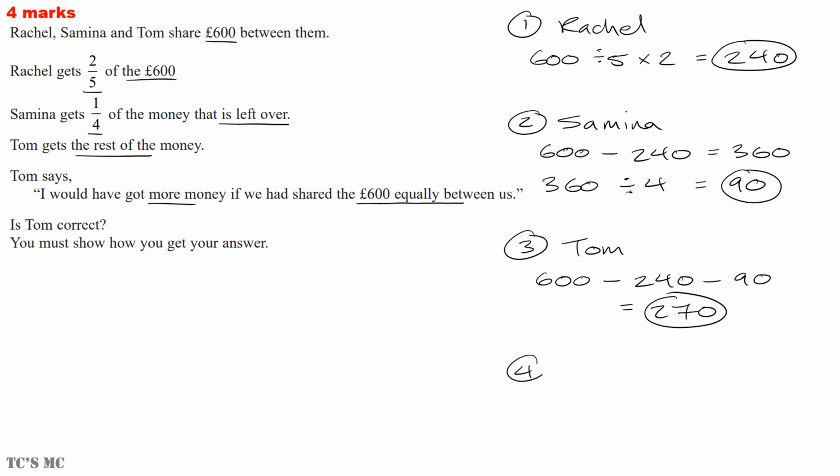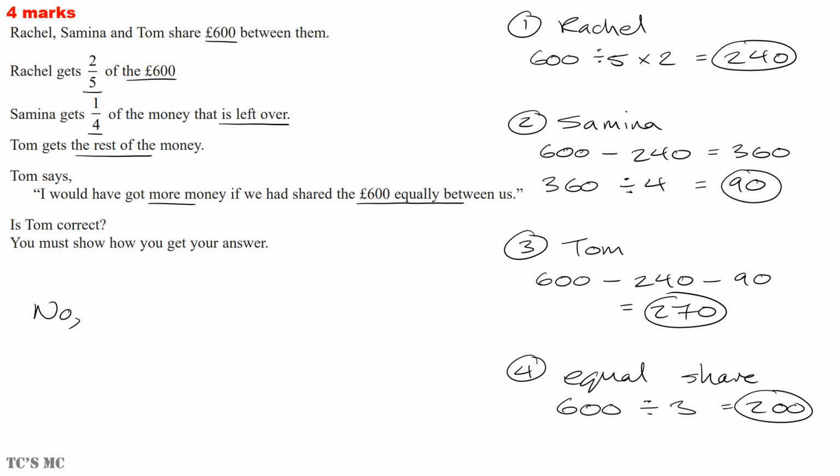Tom says that he would get more if the £600 was shared equally. That means we need to work out what that equal share would have been. We need to do 600 divided by 3, and that is £200. Finally, to answer the question, is Tom correct? We can say no, and remember to always justify, because £200 is less than £270. Remember, he was trying to say that it would be more than. And for writing this with the values, we now have a fourth mark.